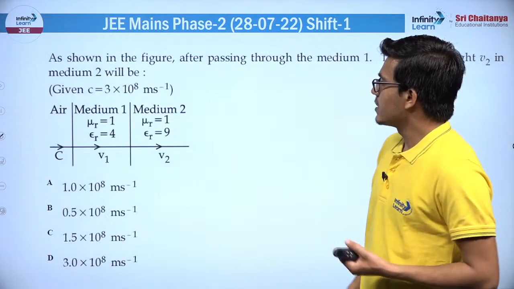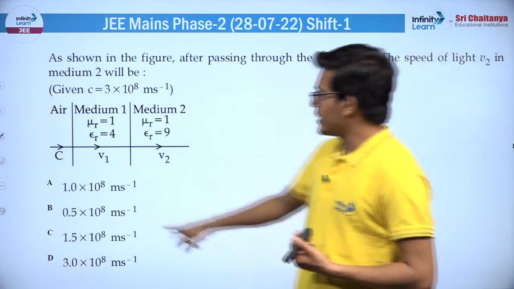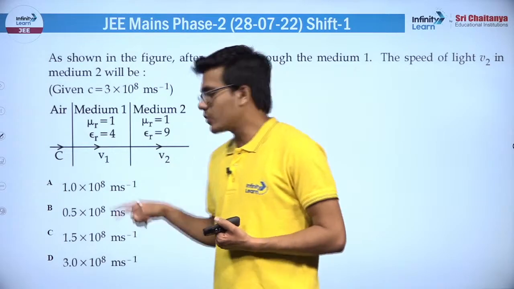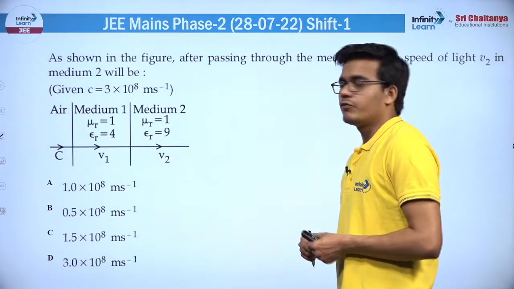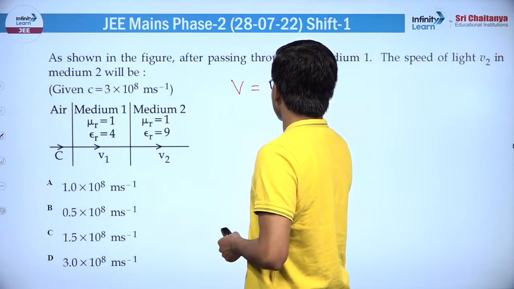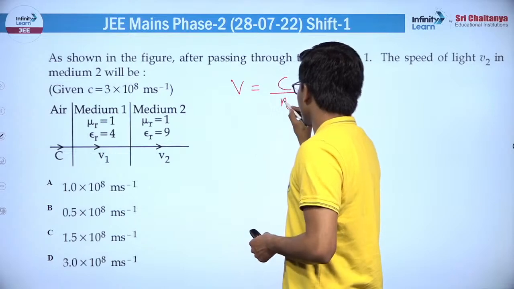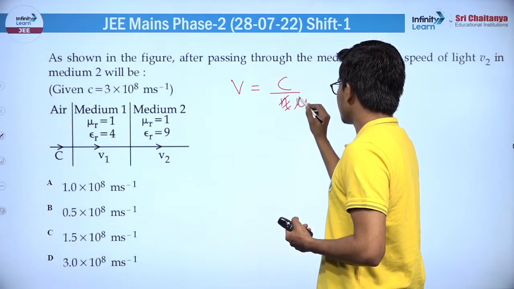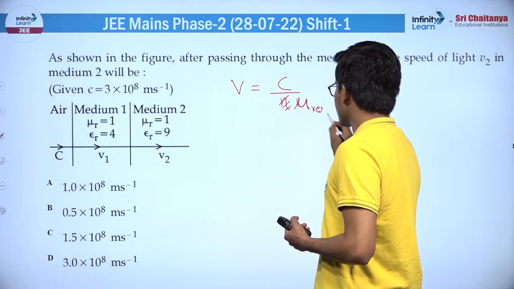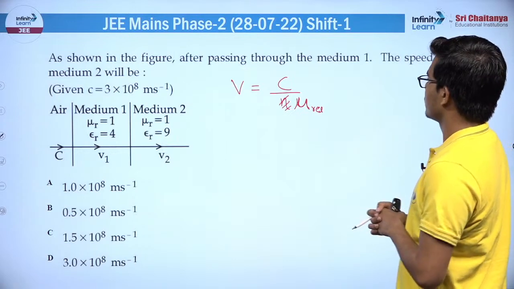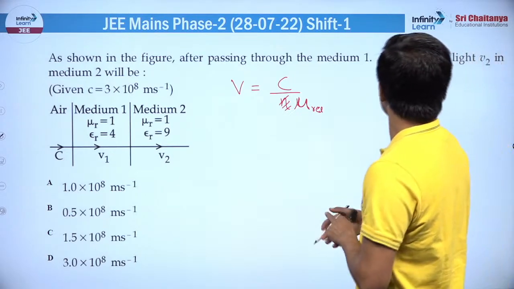Moving ahead, passing through the medium 1, light is coming from this medium 1, then it is passing through this, and then it is this. You have to find the speed V2, right? So you know that speed in any medium is given by C by N, where N is the refractive index. You might have heard C by mu, that is fine, but it is always taken as relative.